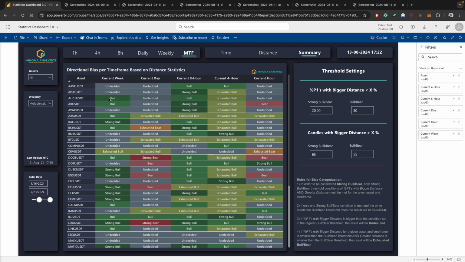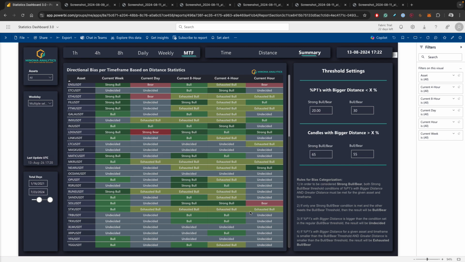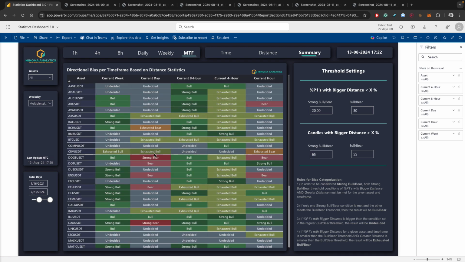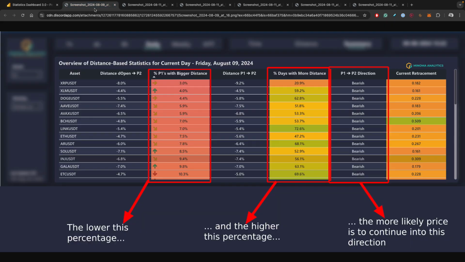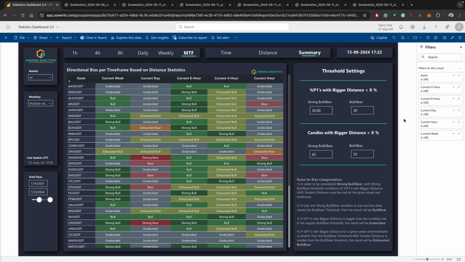There are a couple of kinds of biases. There's undecided, there's bull, there's strong bull, there's exhausted bull, and then there's bear, strong bear, and exhausted bear, which we do not have right now. But those are basically it. So you have undecided, exhausted bull or bear, and strong bull and strong bear, right? So the way we use this, you already have a little bit of text here that can lead you to it. But we use these two metrics for the strength and this one for the direction, as we will see.